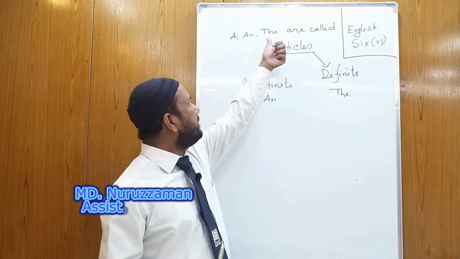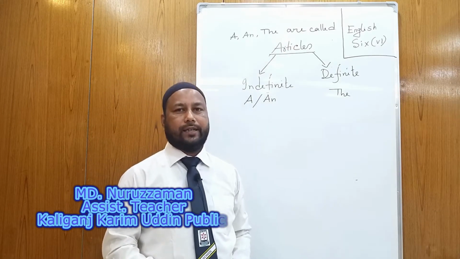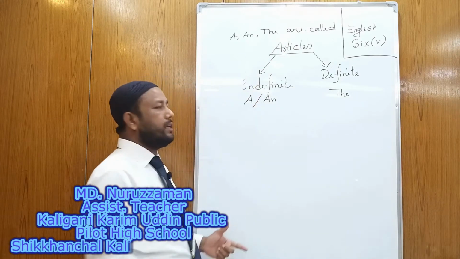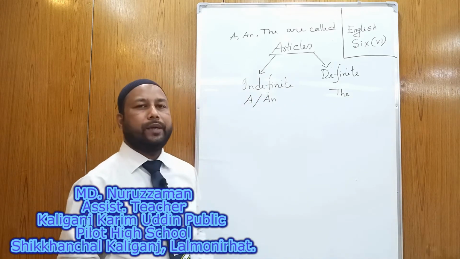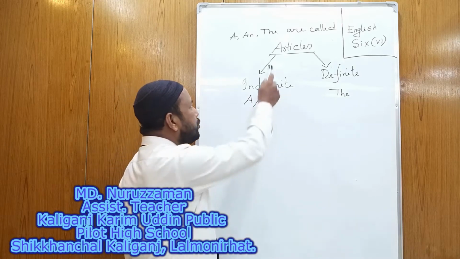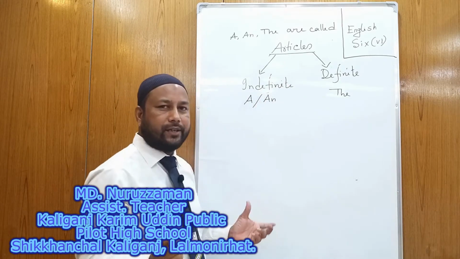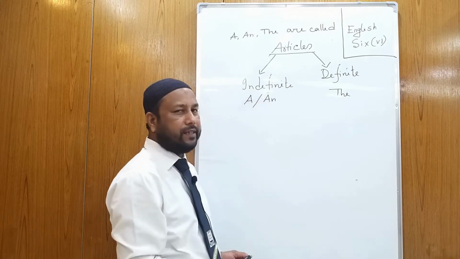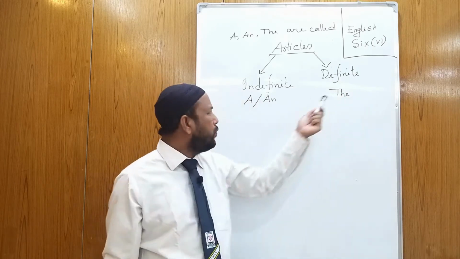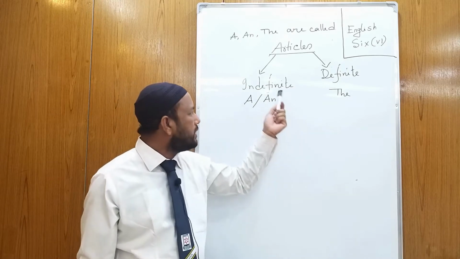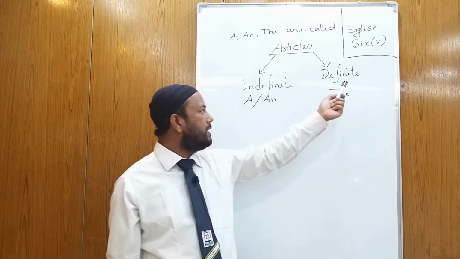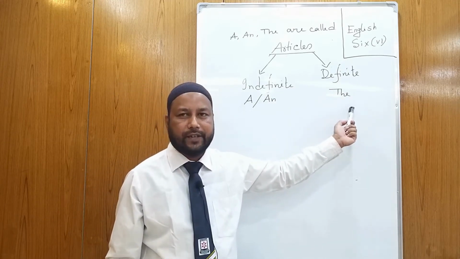A, an and the are called articles. I think it is clear to you. Then we will learn how many kinds of articles there are. There are two kinds of articles. There are two categories: the first is indefinite and the second is definite. What is indefinite? A and an are called indefinite. Similarly, the is called definite. Okay.